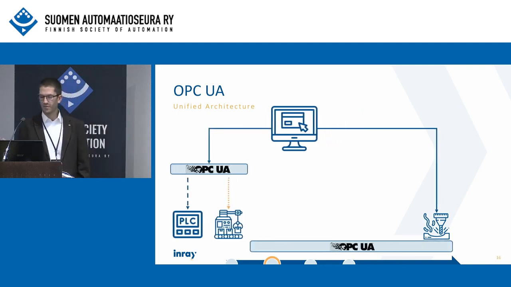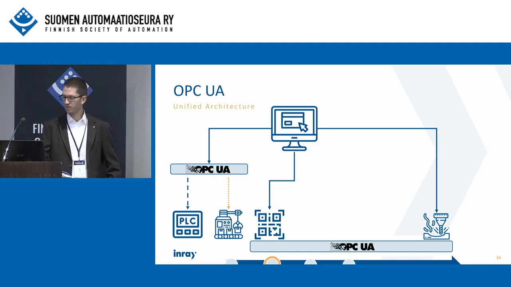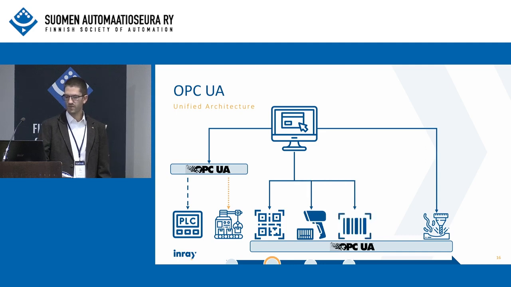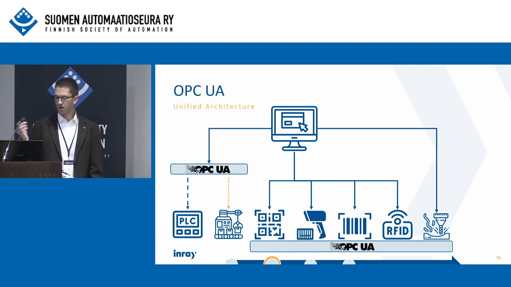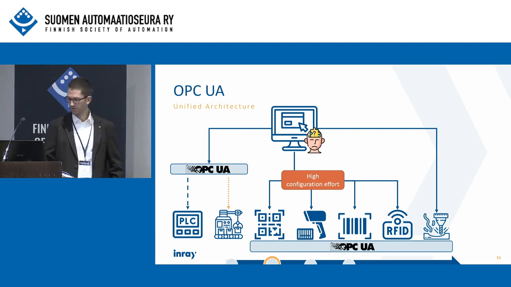Thanks to the fact that OPC UA can run on various platforms, more and more device vendors implement an OPC interface directly into the devices. So we are able to integrate, for example, QR code readers into our application, barcode readers, even barcode readers from different vendors, and RFID readers. But as they all have their own vendor-specific data model, it takes a high configuration effort to implement all these different devices.